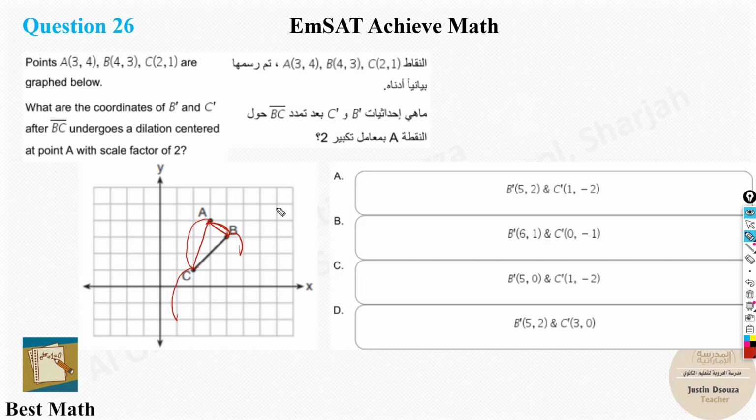How do we do it? If you look carefully, this is moving 1 to the left, 3 down. You can do the same thing because it's scale factor 2. From here it's 1, again 1 more, it will be 2. So all you need to do is move 1 to the left and 1, 2, 3 down. This would be your point. So that is (1, -2). What about B? You can see it's like this, so it will be like this over here. 1 right, 1 down, 1 right, 1 down. So this is (5, 2). So these must be the points, 5 comma 2 and 1 comma -2. This will be the answer.